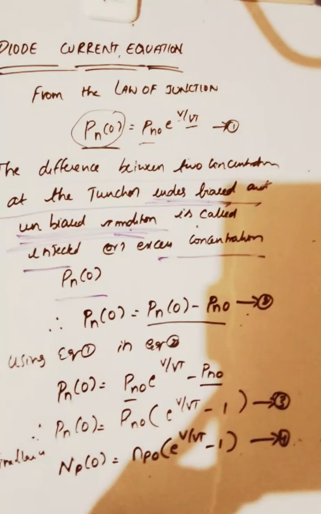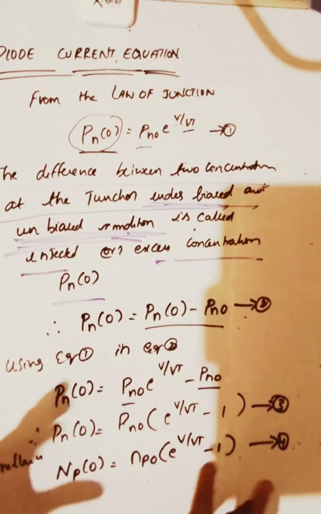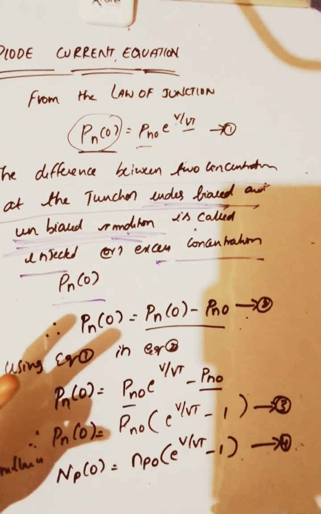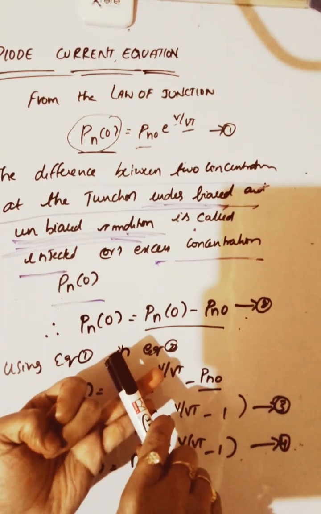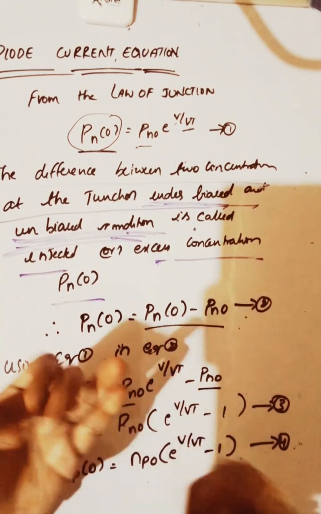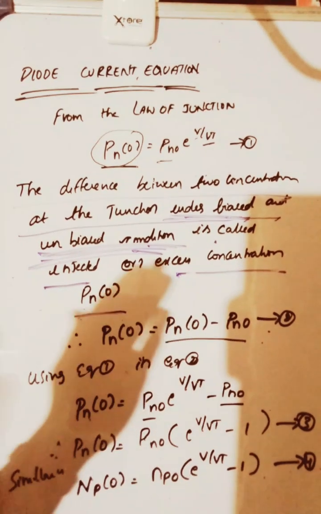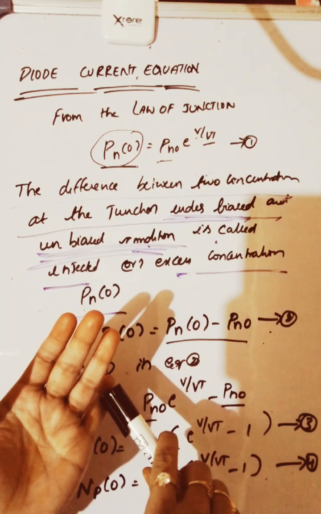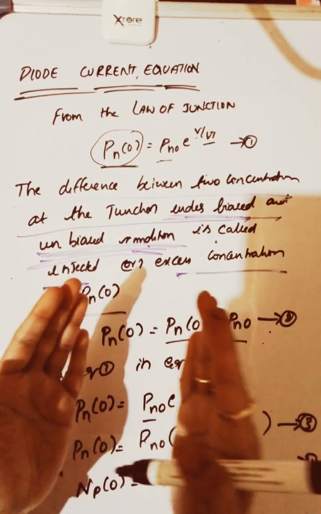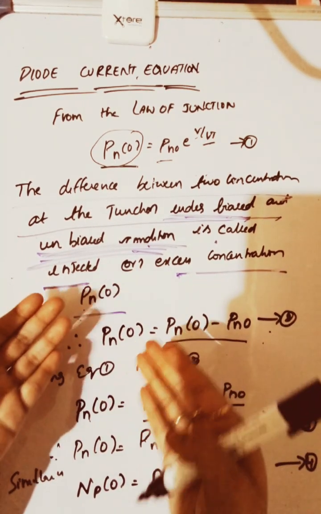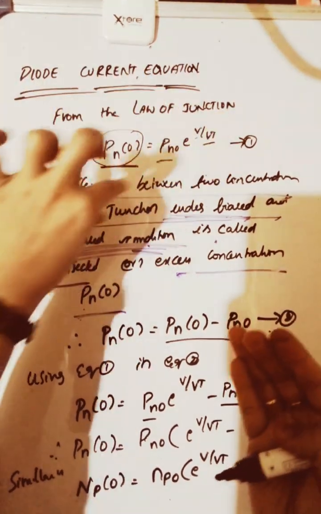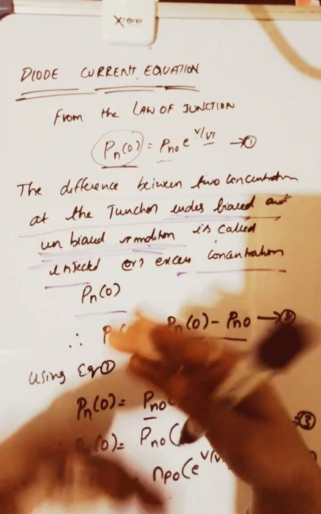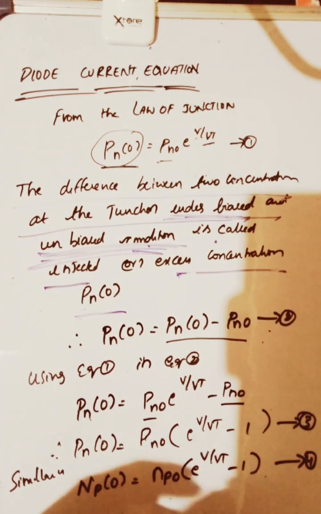See, don't get confused. It is completely about holes concentration and electrons concentration. Previously we discussed the law of junction in the depletion region. Now here we discuss the diode current equation by using the law of junction. See one by one how it is related.